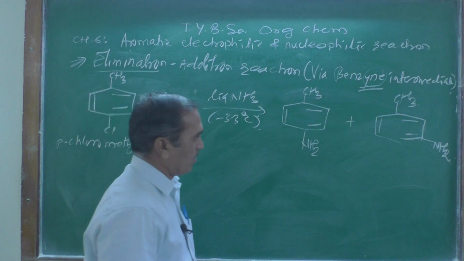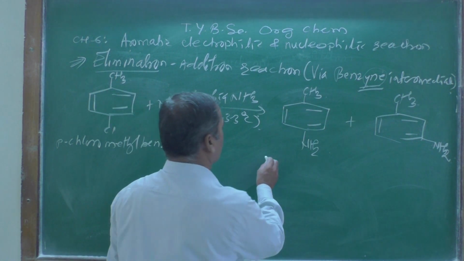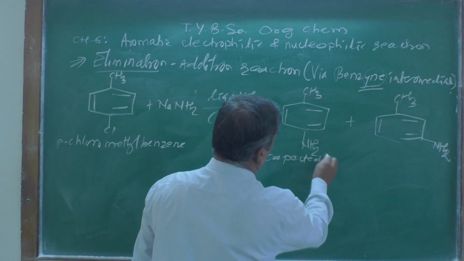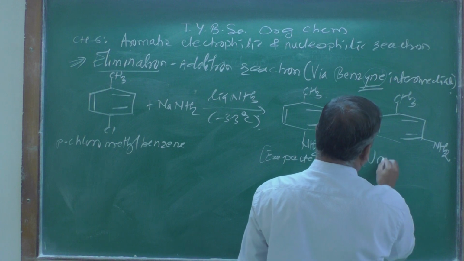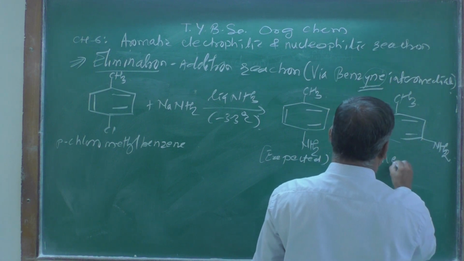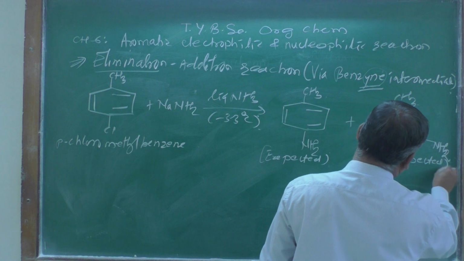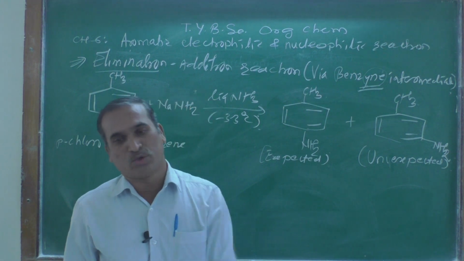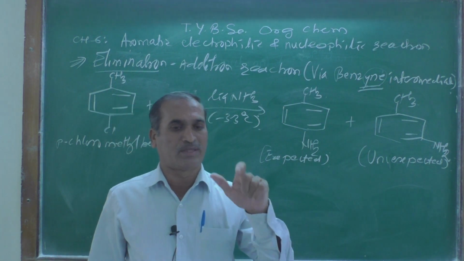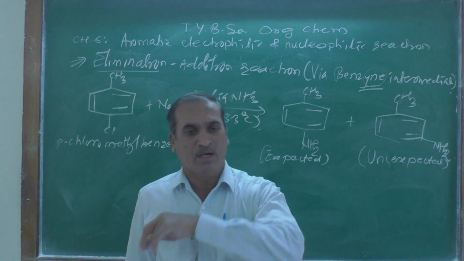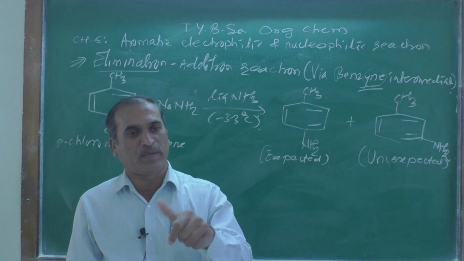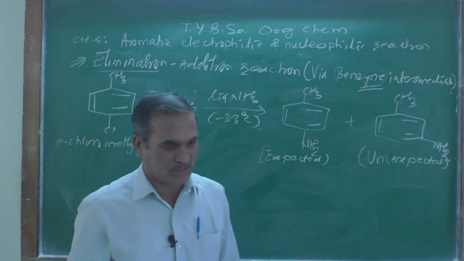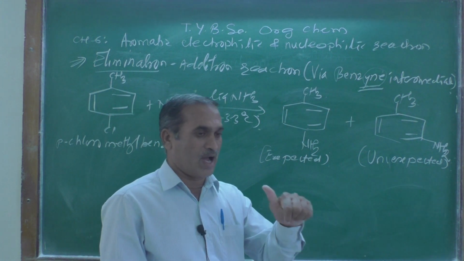Now, if you observe these two reactions, what do you see over here? This is the expected product, and this is the unexpected product. Remember here, what do you think? Which one is the major? Because more than one product is formed, there is always competition between the two products. One is formed in a higher percentage and one is formed in a lower percentage. Which one is formed in a higher percentage?